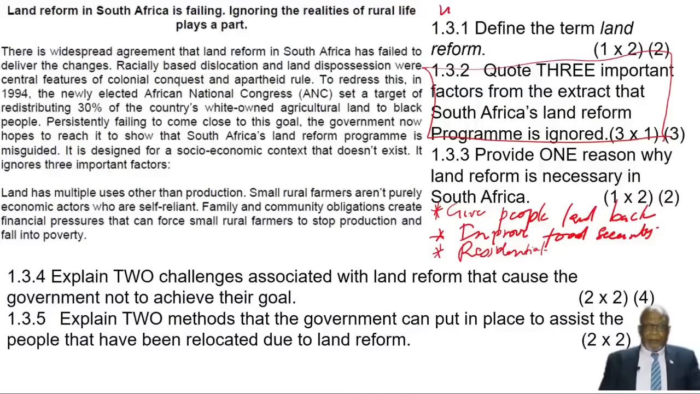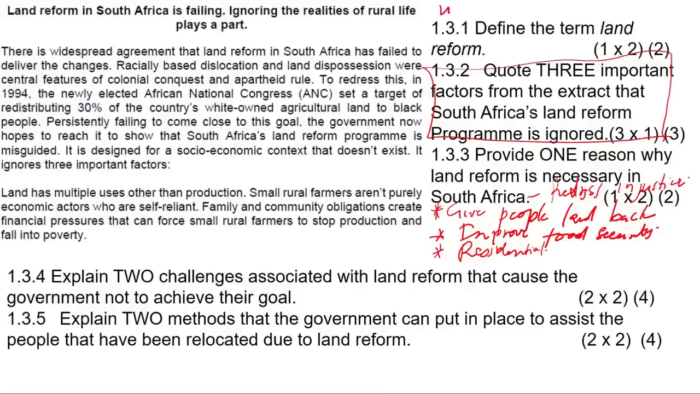So provide one reason why land reform is necessary in South Africa. So it is necessary. Why is it necessary again? It is necessary so that we can redress the injustices, because that is the purpose of land reform, to redress the injustices. So these are some of the reasons.